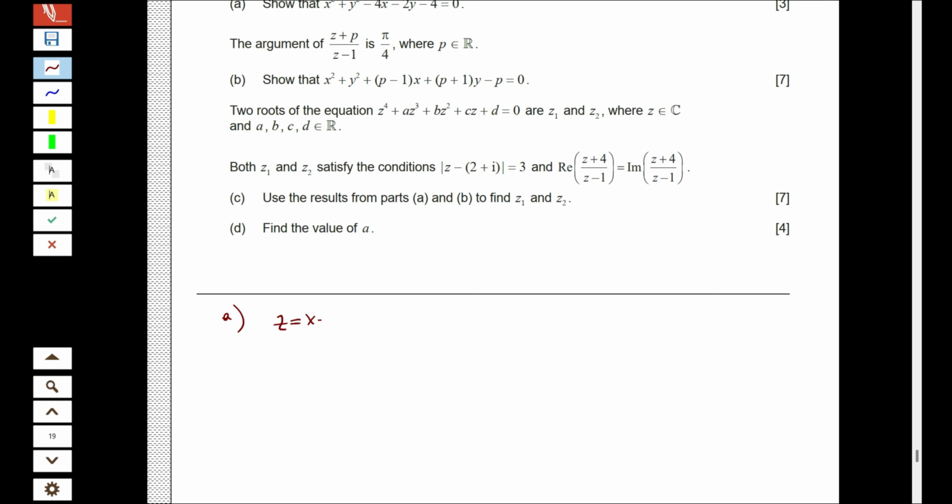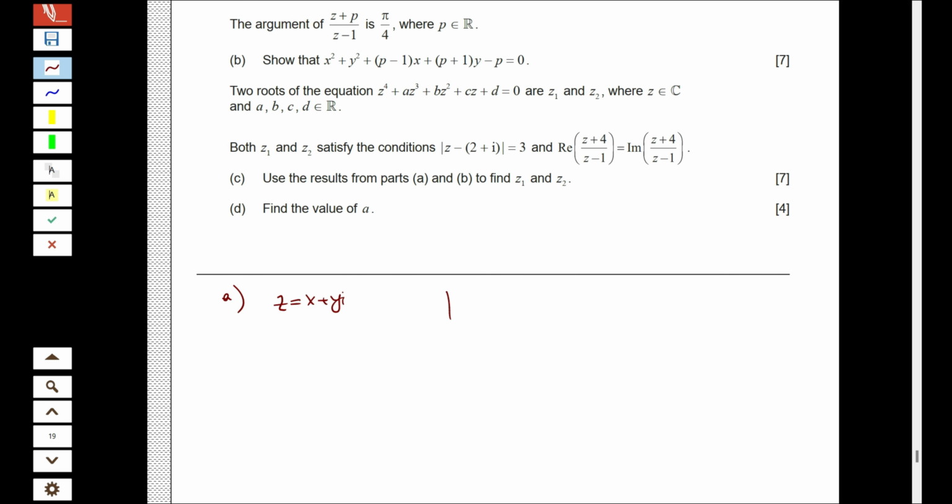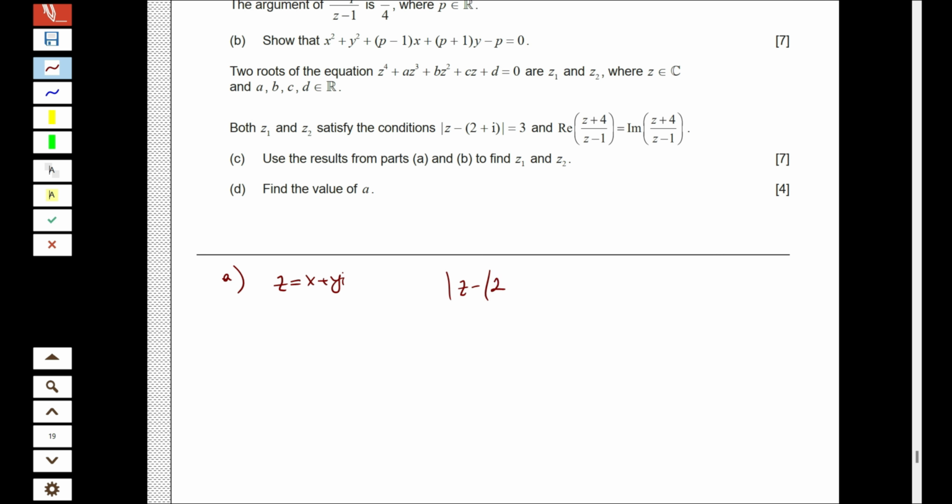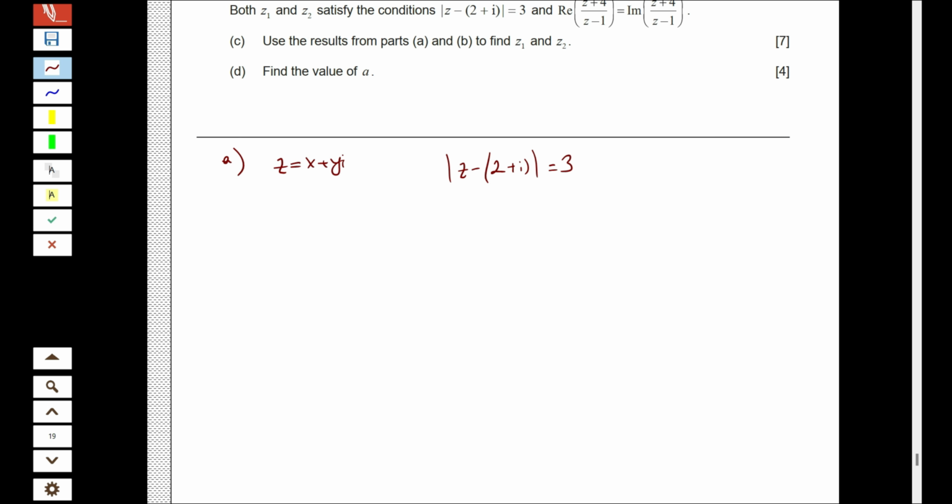z equals x plus yi, and I know that the modulus of this complex number is 3. So what is this complex number inside this modulus? When we write z, x plus yi minus 2 minus i, and when you combine the real part and the imaginary part of this complex number, you can write x minus 2 plus i times, in parentheses, y minus 1, right? Yeah. And the modulus of this complex number is 3.